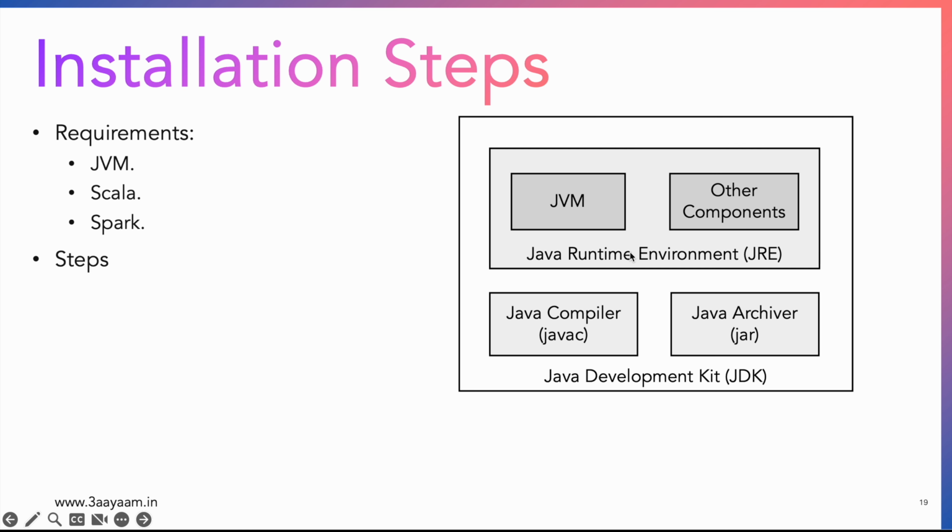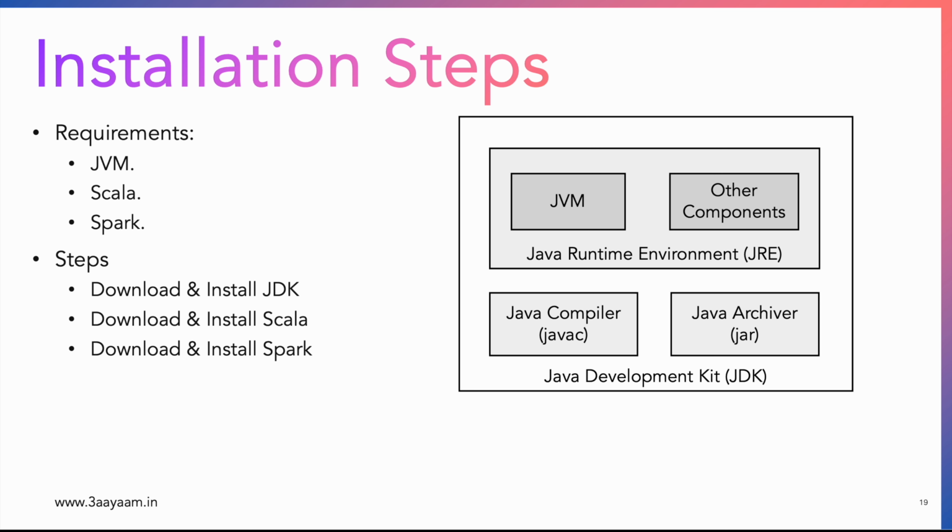So as per the installation steps, this is what we are going to do. We'll have to download and install JDK. Then we'll have to download and install Scala, if you plan to write the program using Scala. Then we'll have to download and install Spark. Once that is done, we'll have to set up some environment variables and we are good to go. So let us go ahead and install Spark.